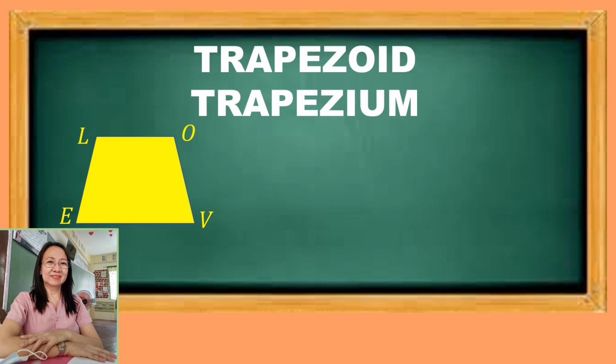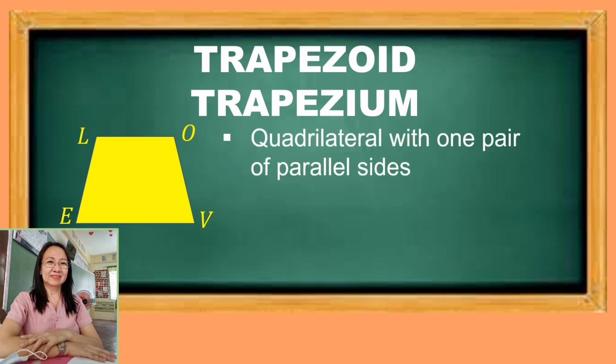The trapezoid is also known as trapezium, and it is described as a quadrilateral with one pair of parallel sides. So in the figure of trapezoid LOVE, LO is parallel to EV. Let us show the parallel symbols in the figure. So LO and EV are parallel.